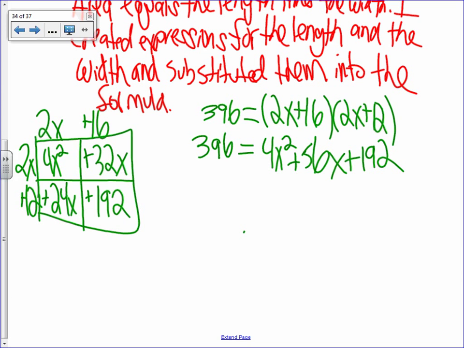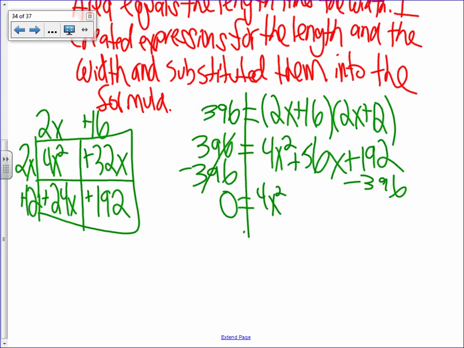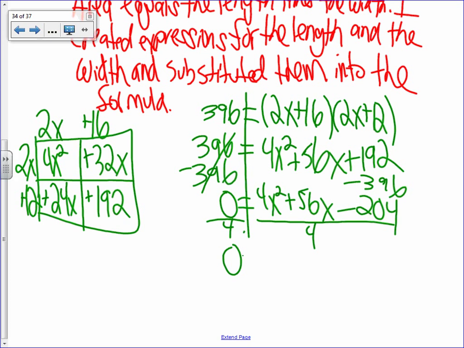Mr. X squared, he wants to party. Can you party right now? No. 396 has got to come over. That gives me 0 equals 4x squared plus 56x minus 204, I hope. Party time. What they want to do at the party is bubble, which means factoring. Well, I see a common factor right now, so I want to divide that away to make this problem a little bit easier. And I get x squared plus 14x minus 51. Did I make a mistake somewhere?